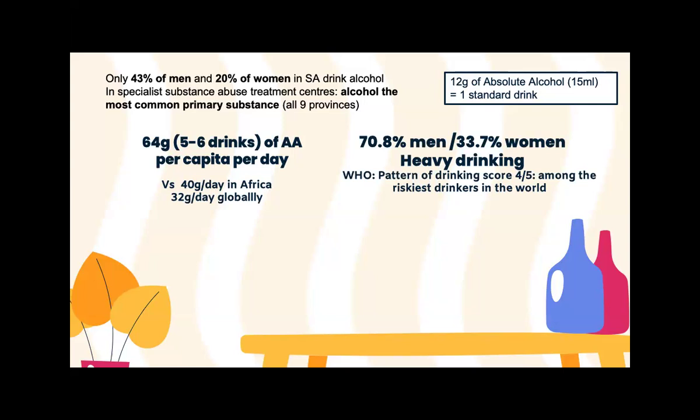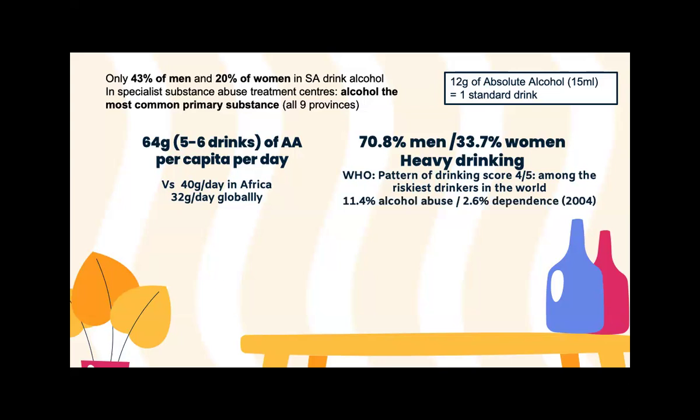In terms of those people who do drink, certainly what we call heavy drinking is where the problem comes in. So although social drinking is quite a bit across the different genders, particularly heavy drinking is more heavily in men. So 70.8% of men who drink and 33.7% of women qualify for what we call heavy drinkers. And if you look at the pattern of drinking, which includes heavy drinking, WHO scores South Africa as among the riskiest drinkers in the world. We get 4 out of 5, with 5 being the riskiest.